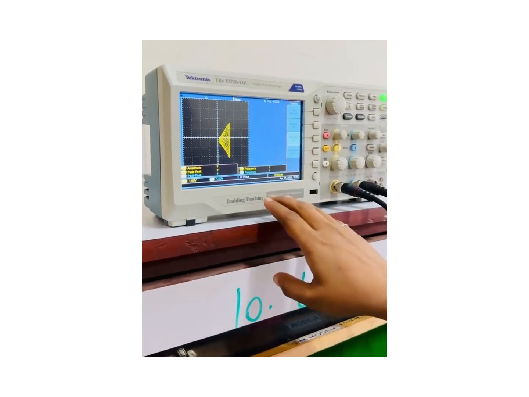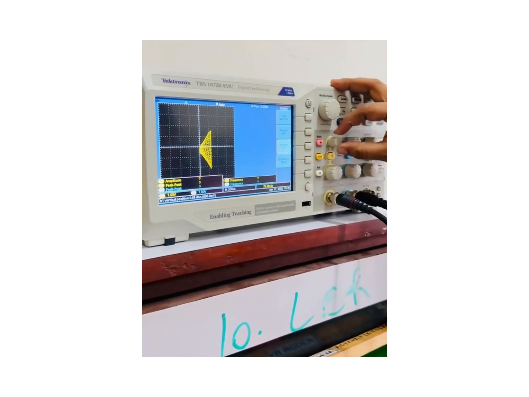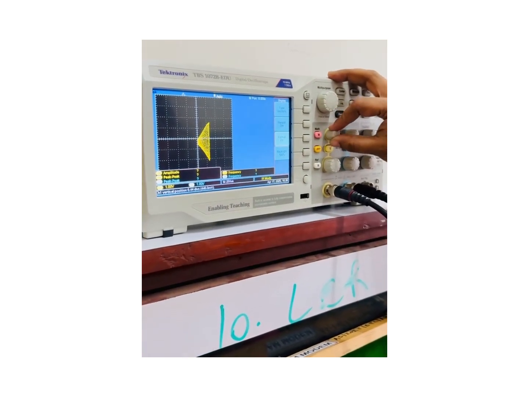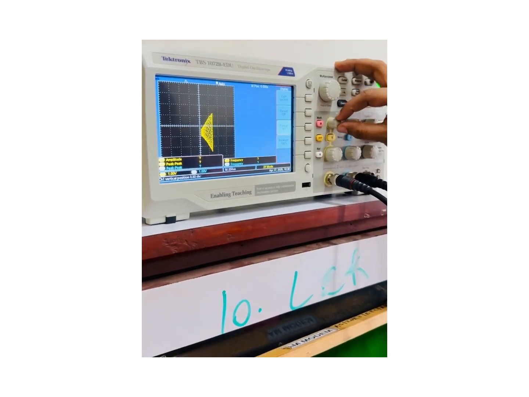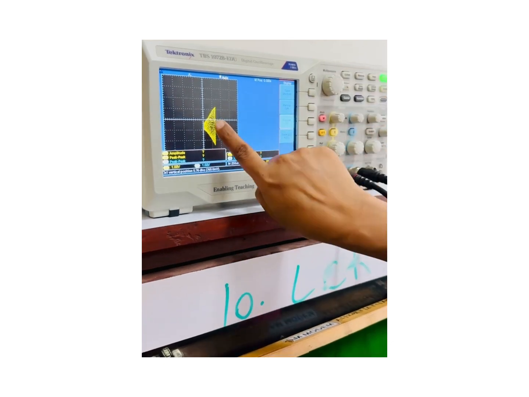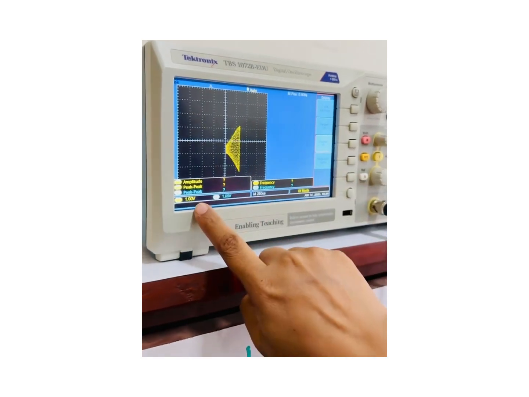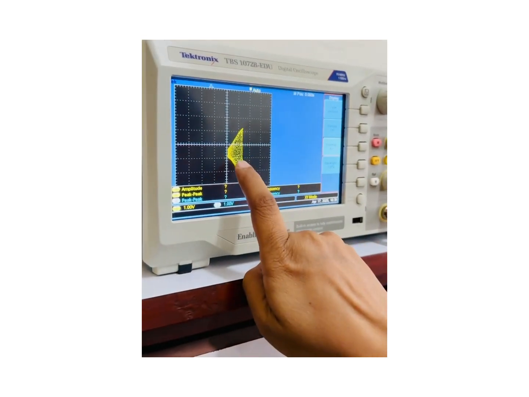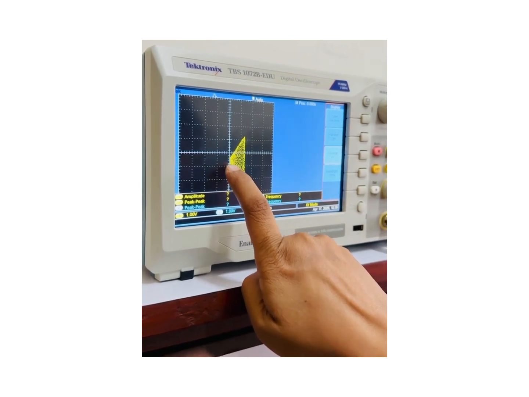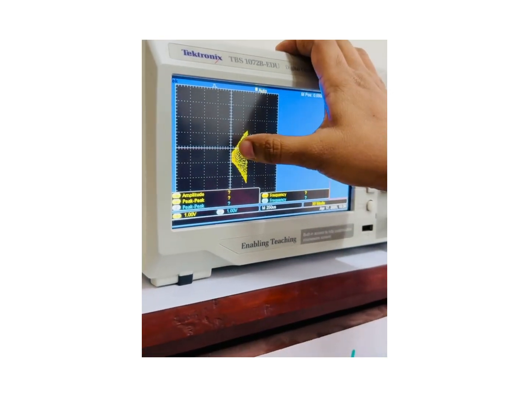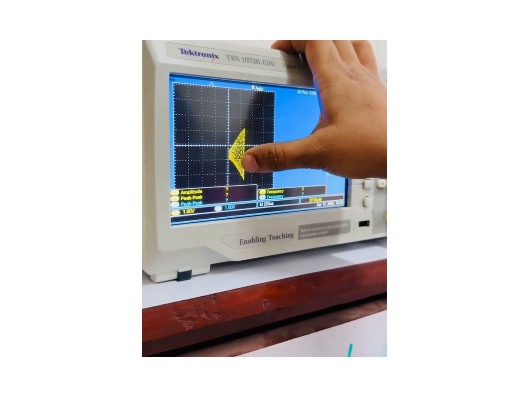To calculate the voltages, we have to adjust the trapezoidal pattern in such a way that we can measure the number of divisions it is covering, multiplied by the scale factor. So here the number of divisions covered is approximately 0.2, 0.4, 0.6, or 0.7, multiplied by 1. So that will be 0.7 volts.